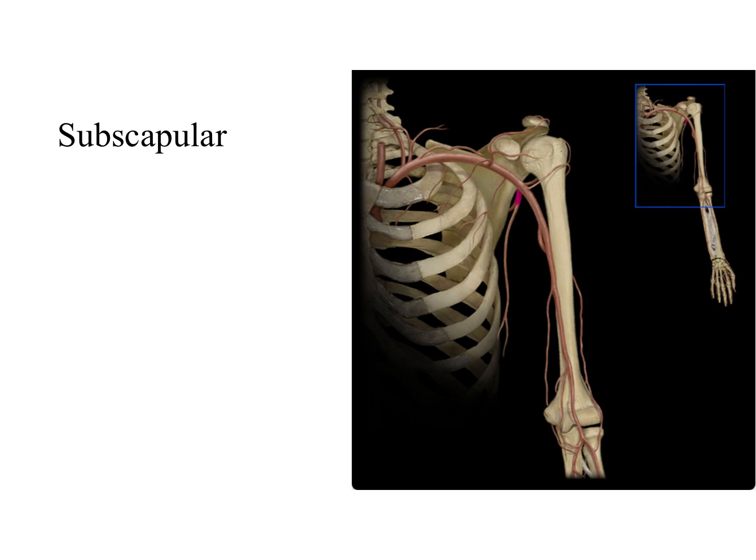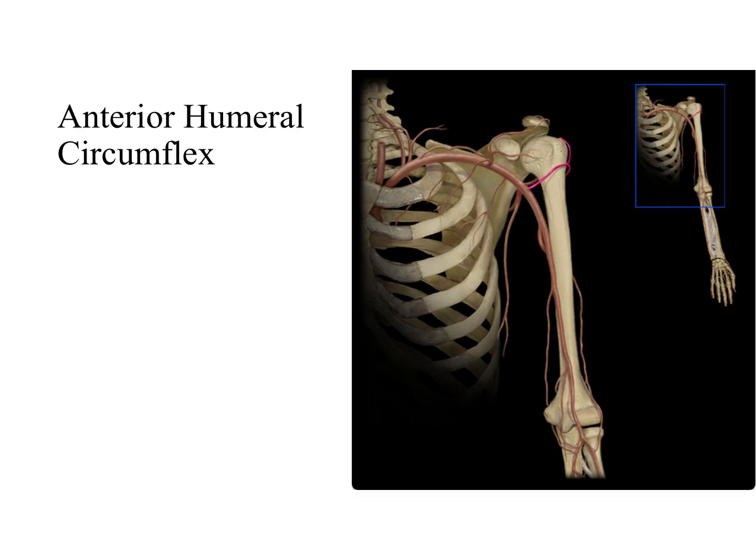Here we see the subscapular artery, which is an artery coming from that third part of the axillary artery. Here's the anterior humeral circumflex, which is another branch off the third part of the axillary artery, as it supplies the anterior portion of the humerus, the proximal humerus. Here's the posterior circumflex artery that we see wrapping around to the posterior side of the proximal humerus.